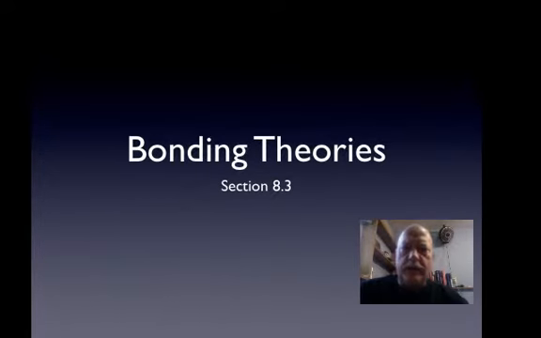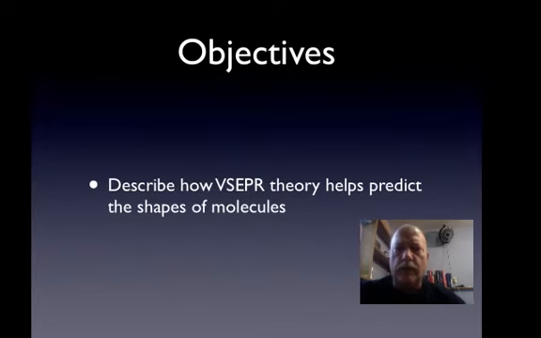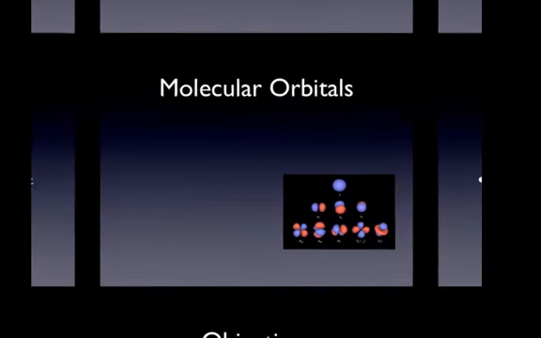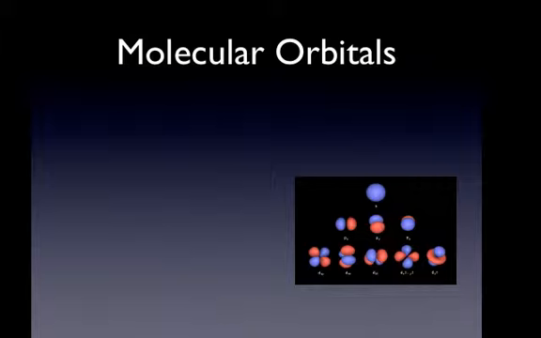Section 8.3, Bonding Theories. So what we're going to do is talk about this idea of VSEPR theory, that helps us figure out the shapes of different molecules. You might want to jot that down, but that's the key thing we're going to talk about in here.